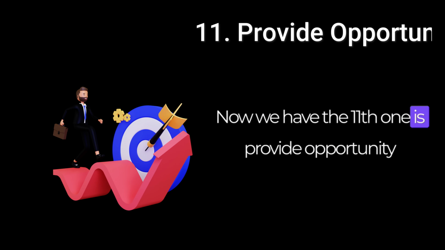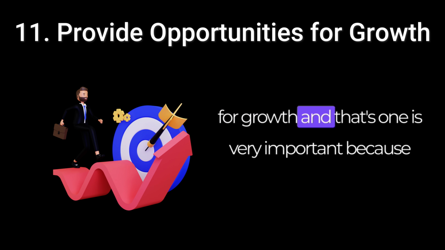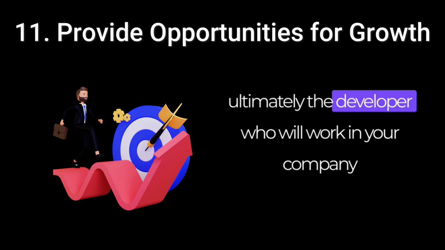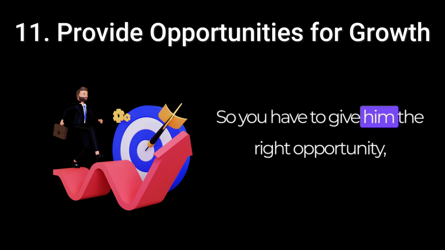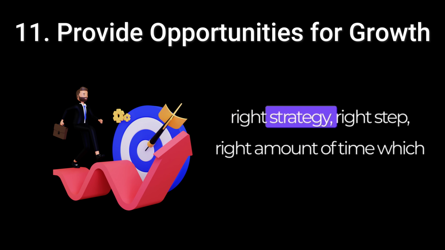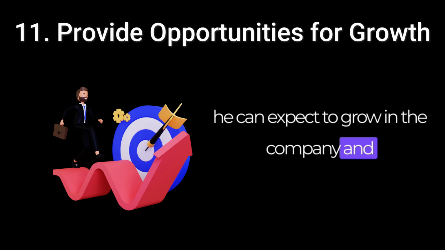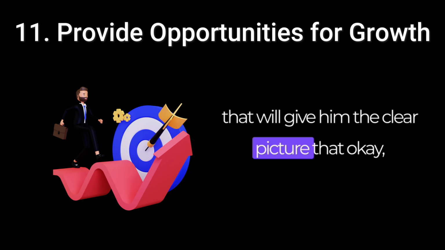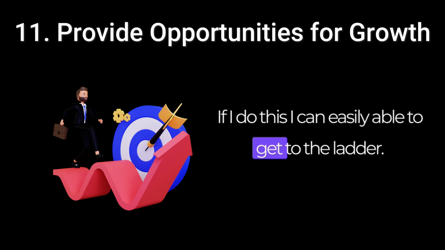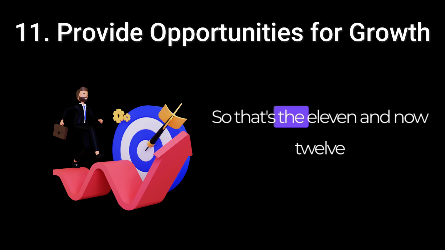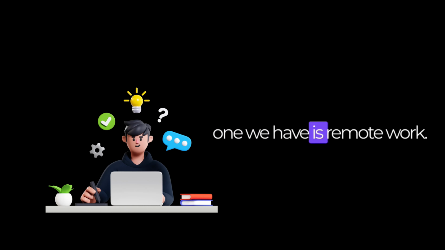Now the 11th one is to provide opportunity for growth. And that one is very important, because ultimately the developer who will work in your company is looking for growth in the company. So you have to give him the right opportunity, right strategy, right steps, and the right amount of time in which he can expect to grow in the company, and that will give him a clear picture that okay, these are the things I have to do. This will take this much time. If I do this, I can easily climb the ladder. So that's the 11th.